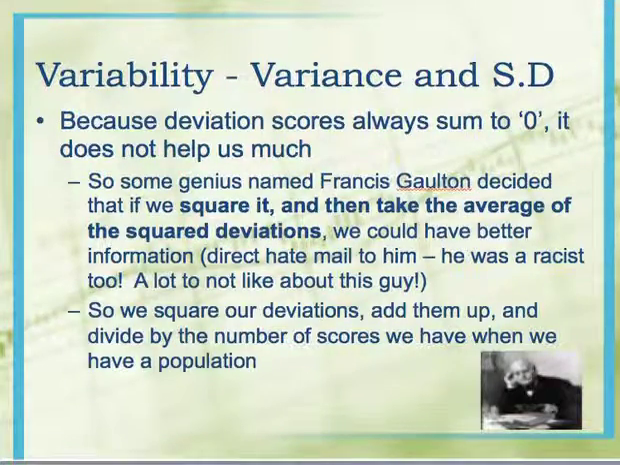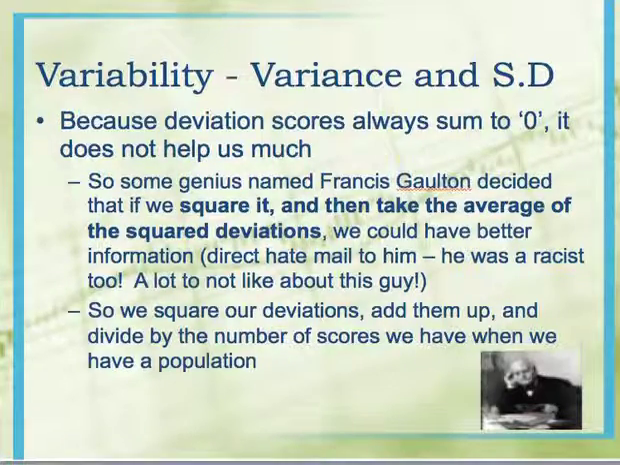Now, in order to get around that, this guy named Francis Galton decided that if we square the deviations and then take the average of the squared deviations, we could have better information. So if you are angry about this particular concept in stats in general, you can direct your hate mail towards him. He was not that nice of a guy, racist, kind of like a Scrooge.